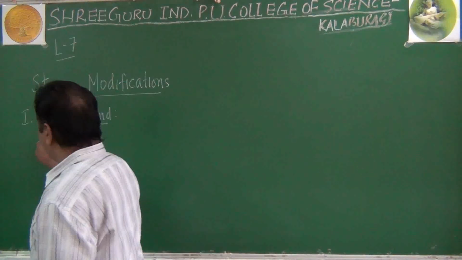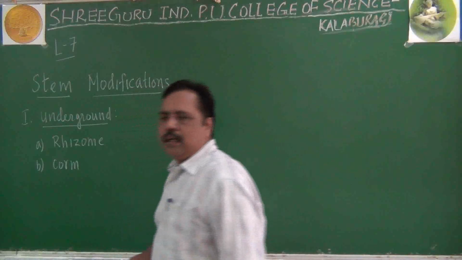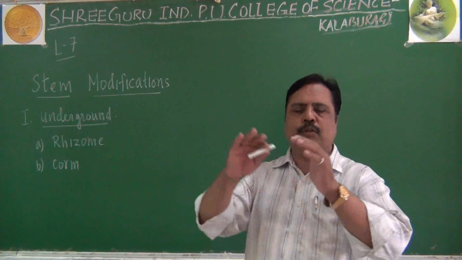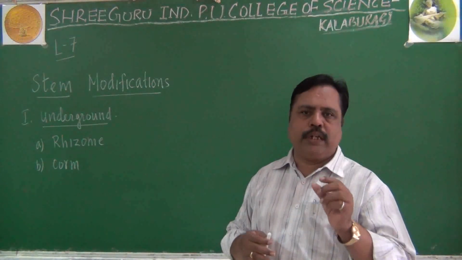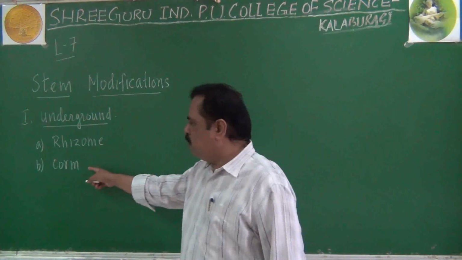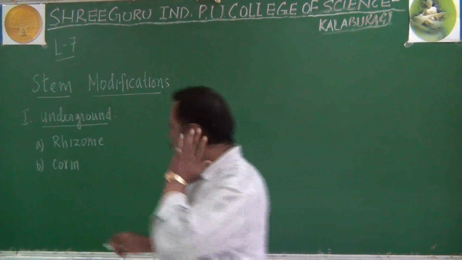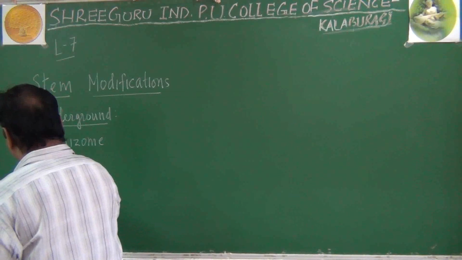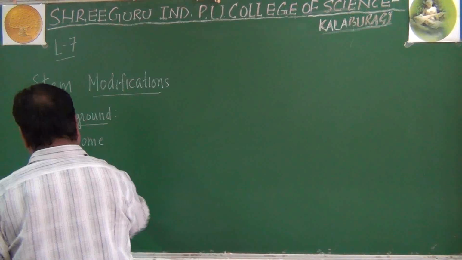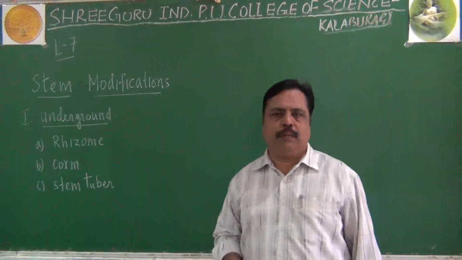Second type of underground modification was related to corm, you may be remembering. The corm will also be an underground storage part which will be spherical in shape and it will store an enormous amount of food material in it. For corm, we have seen the example called colocasia. Third type of underground modification was regarding the stem tuber, you may recall. The stem tuber was found in the case of potato, remember, potato.